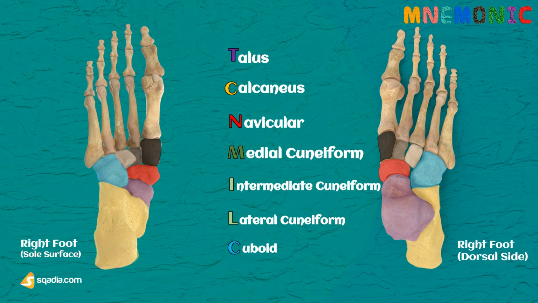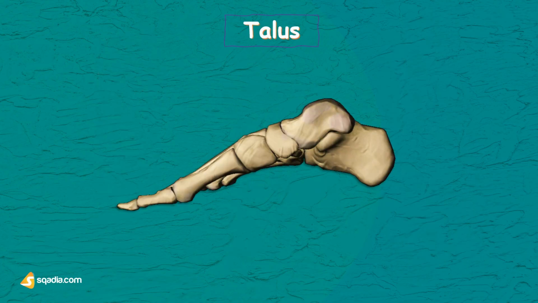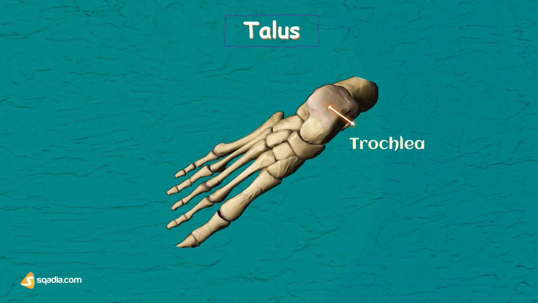Now, let's take a closer look at the bony landmarks of these bones, starting with the talus bone. The talus bone has the head, neck, and the body. This is the head. This is the neck, and this whole part here is the body of the talus. If you look at it from this angle, you will be able to see the trochlea of the talus. The trochlea of the talus is a convex articular surface for articulation with the tibia and fibular bone.